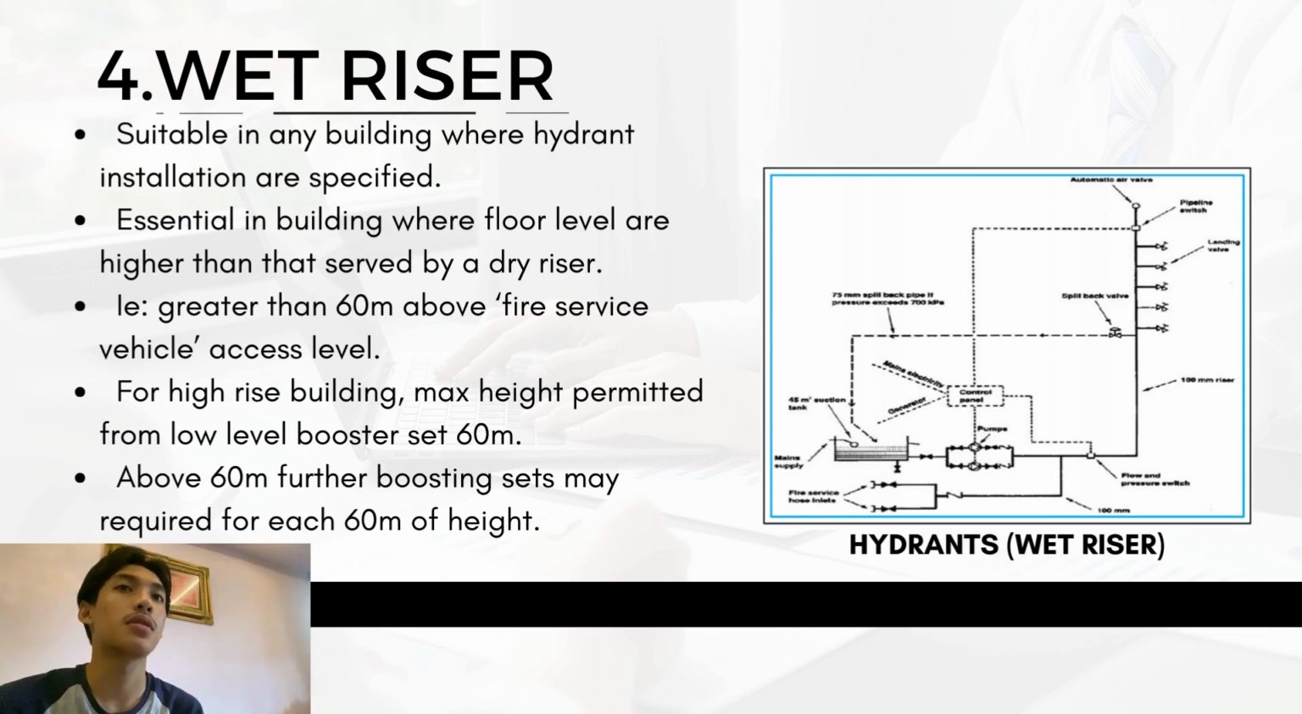Wet riser. Number 1, it's suitable in any building where hydrant installations are specified. Number 2, essential in buildings where floor levels are higher than that served by a dry riser. Number 3, greater than 60 meters above fire service vehicle access level. Number 4, for high-rise buildings, the maximum height permitted from low-level boosters is 60 meters. Above 60 meters, further boosting sets may be required for each 60 meters of height.